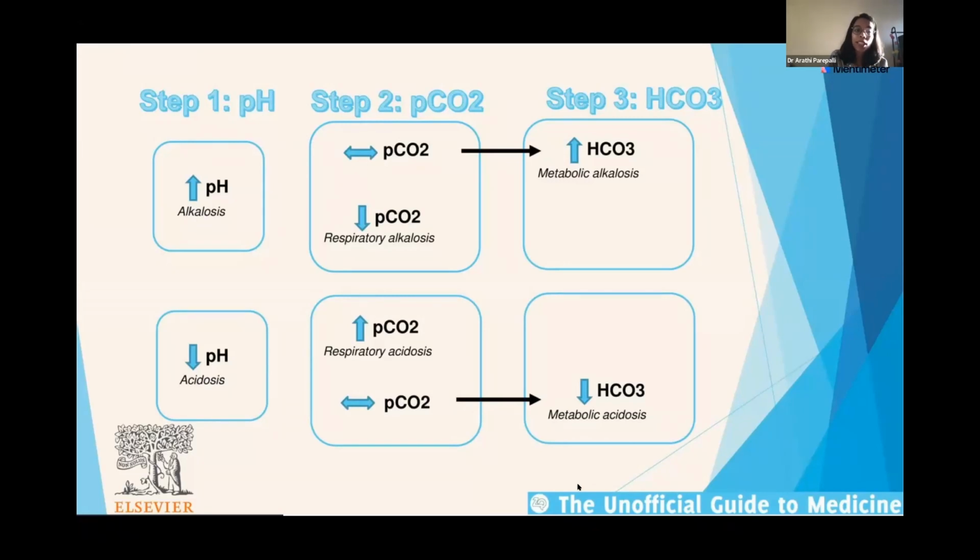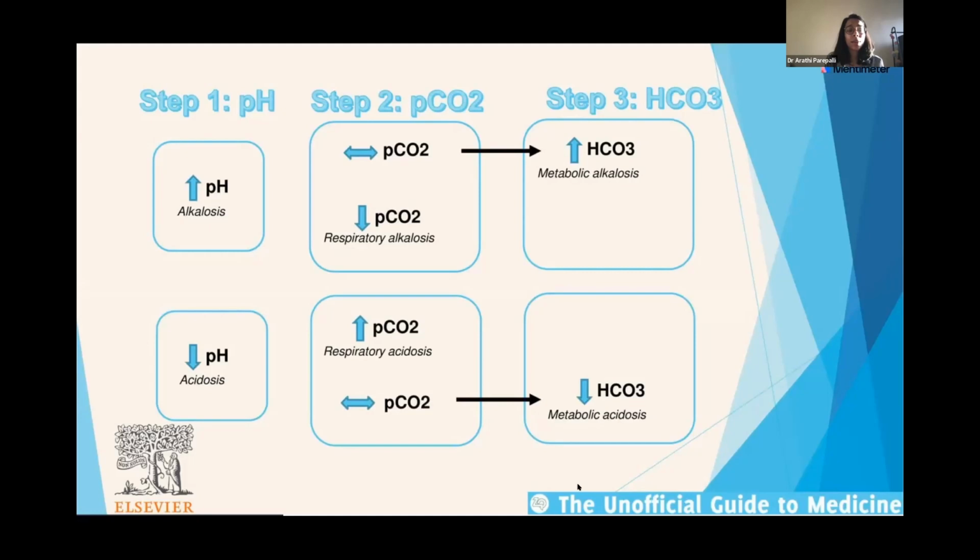Similarly, if the pH level is raised but your PCO2 is decreased, and we know that if CO2 levels are high in the blood then you're acidic, given that your PCO2 is decreased, that's a cause for why your pH is high. And that you would call respiratory alkalosis.